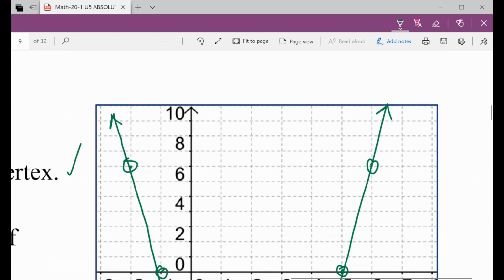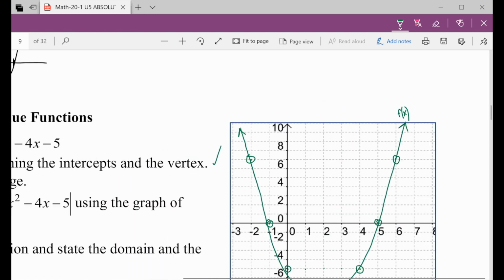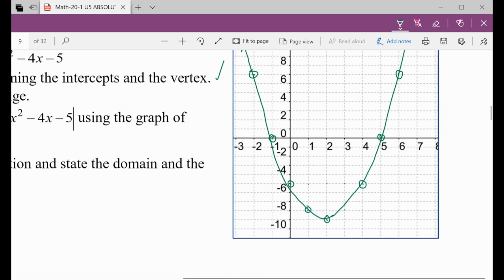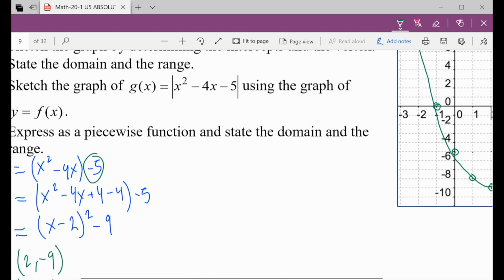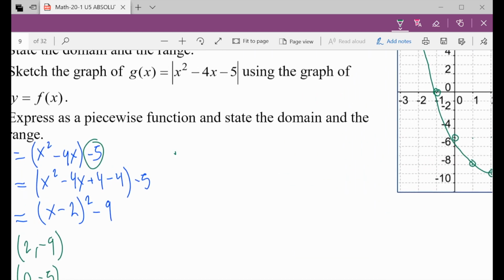I just want to label this curve as f of x. That's f of x. All right. And now I'll state the domain and range. Let's state the domain and range of f of x.